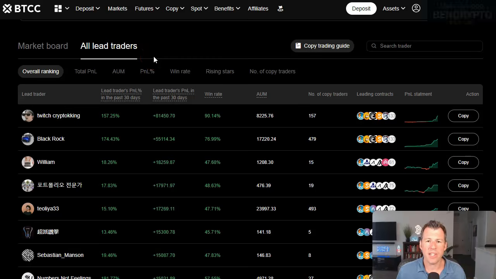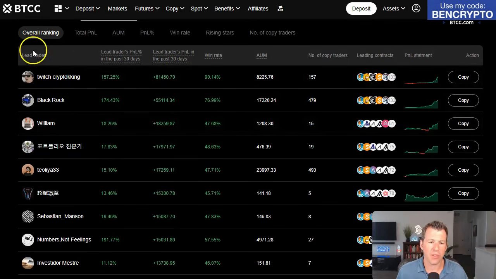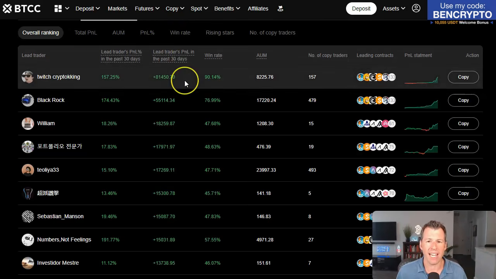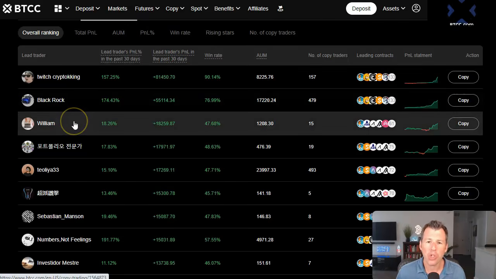So I personally think it's easier to view the leaderboard in all lead traders, just sort of numbered format. So they're currently ranked by overall ranking. This is BTCC's secret sauce. It takes data from each trader, a bunch of different variables, categories of each trader, like total P&L, AUM, P&L percentage, win rate, and it lists what they think is the number one top trader, the number two, etc. I'll show you what I look at.